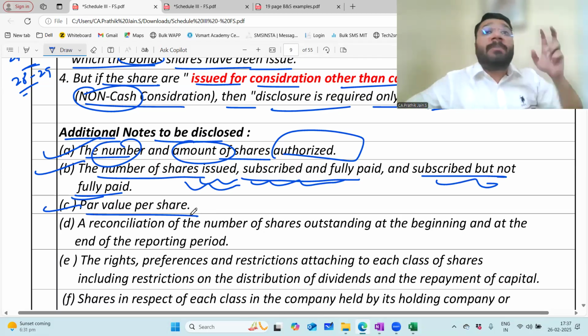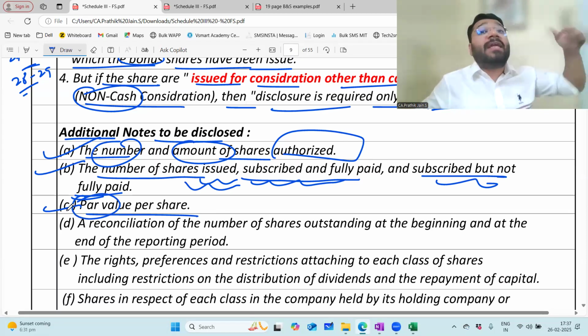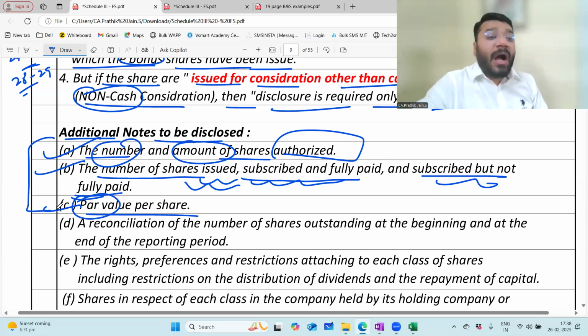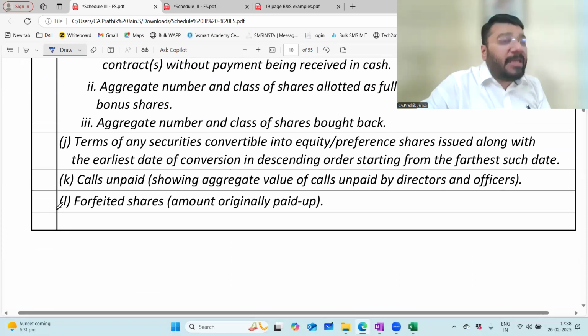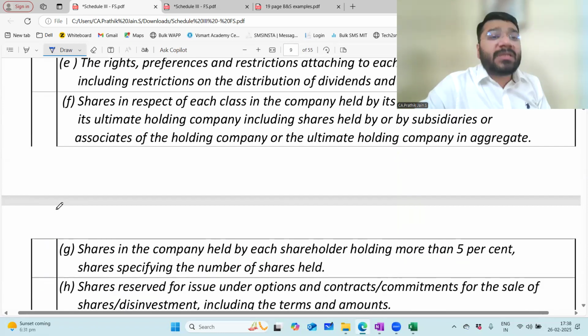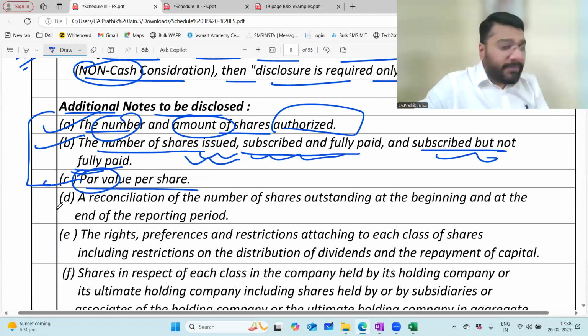Third, you have to disclose the par value, the face value. Par value is called what? Face value for each class of share. So can I say all these three points I've discussed with you? Out of these many points, whatever is applicable at your level, I've already discussed. There's some points which are not applicable; I'll read them, but I'll not go into depth because they are not there at your level.